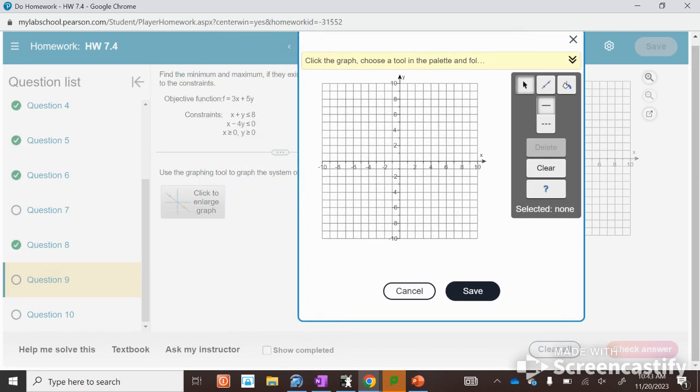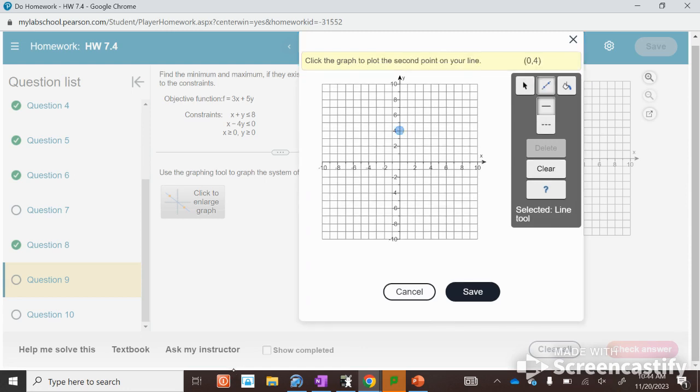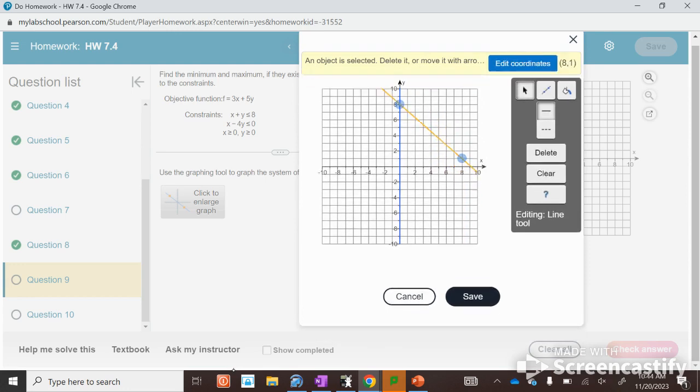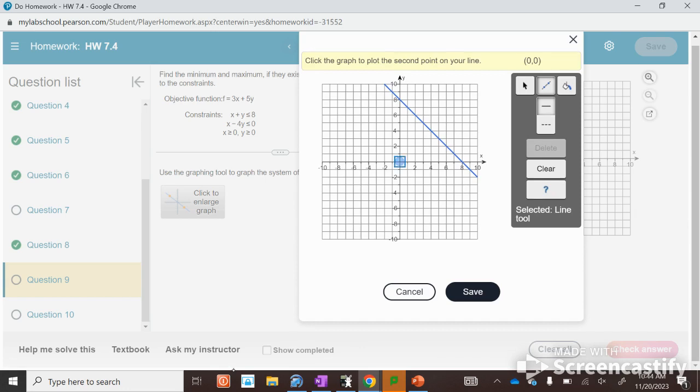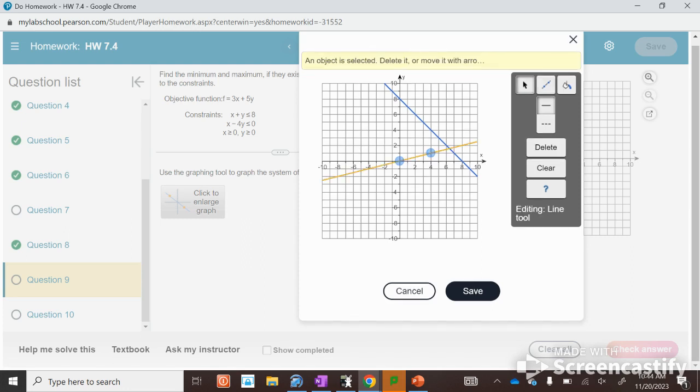9. x plus y equals 8. So (8, 0) and (0, 8). x minus 4y equals 0. So it's (0, 0) for that one. And then if x is 4, y would be 1. So it'd look like that.